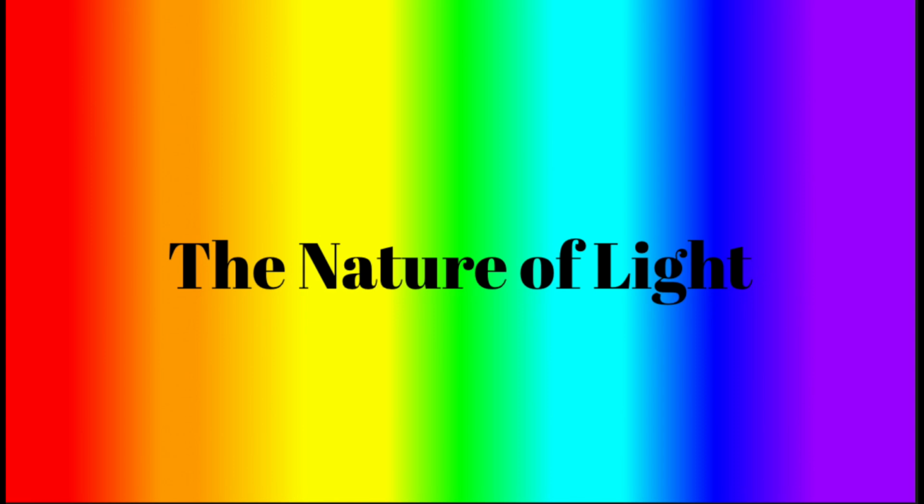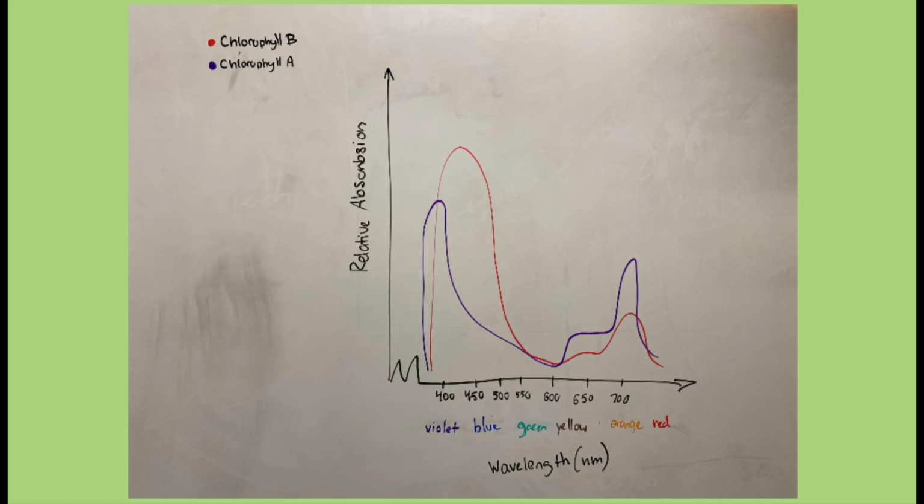Pigments are defined as light-absorbing molecules which plants use to gather the sun's energy, and chlorophyll is the plant's principal pigment. There are two types of chlorophyll found in plants, chlorophyll A and chlorophyll B. Both these absorb light very well in the blue, violet, and red regions of the visible spectrum, but do not absorb light well in the green region, instead reflecting green light. This is the reason that most plants have a green coloring.